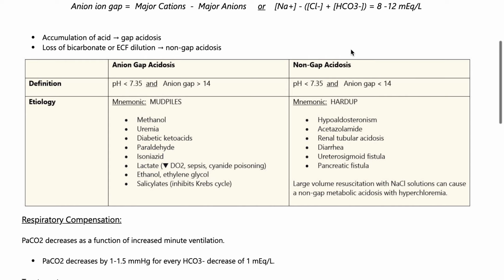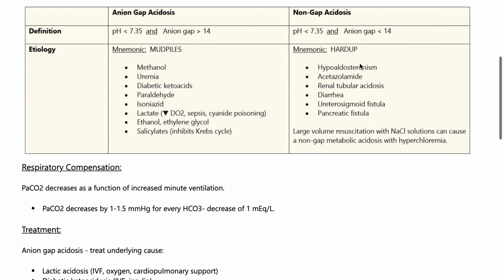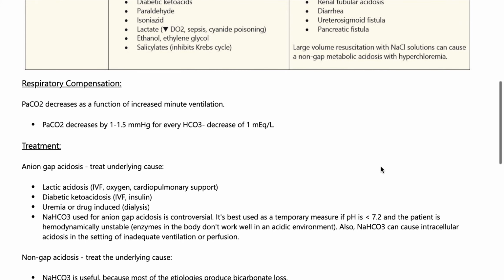So the H is hypoaldosteronism, the A is acetazolamide, the R is renal tubular acidosis, the D is diarrhea, and the U is ureterosigmoid fistula, and then the P is for pancreatic fistula. Large volume resuscitation with sodium chloride solutions can cause a non-gap metabolic acidosis with hyperchloremia.